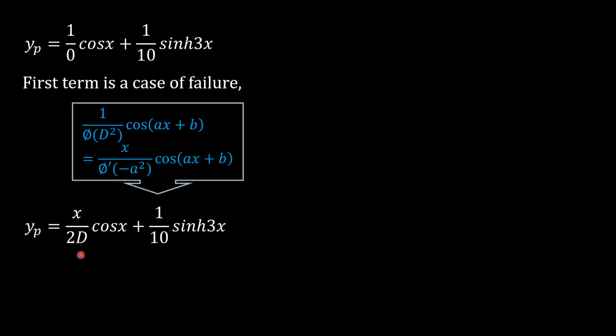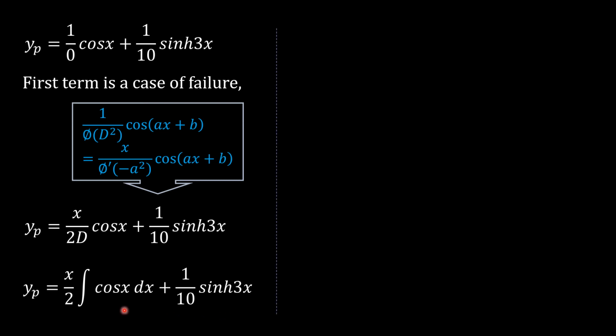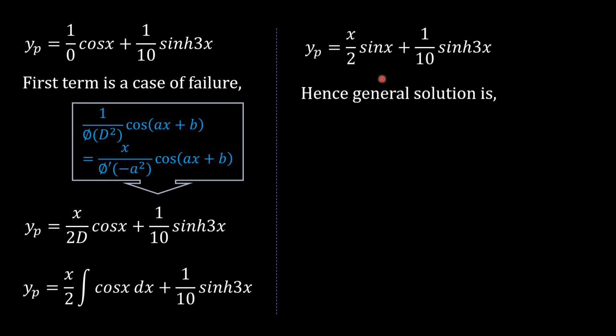Now this is very simple because 1 upon D is the antiderivative operator. So take the integration of this cos x function. That gives us yp equal to x by 2, operating this 1 upon D on cos x. If we operate it on x cos x, the final solution will also be the same. So x by 2 integral of cos x dx plus 1 by 10 sinh of 3x. Integrating the cos x function, yp will be x by 2 sin x plus 1 upon 10 sinh of 3x, which is the required particular integral.